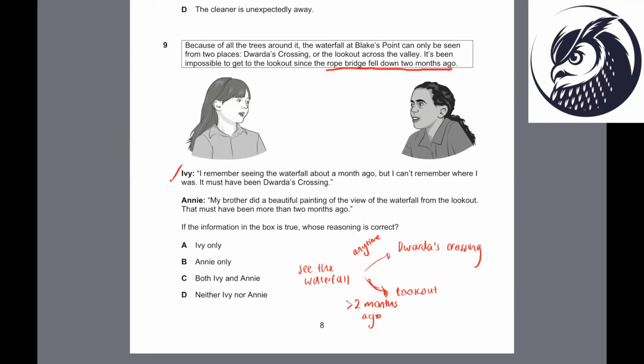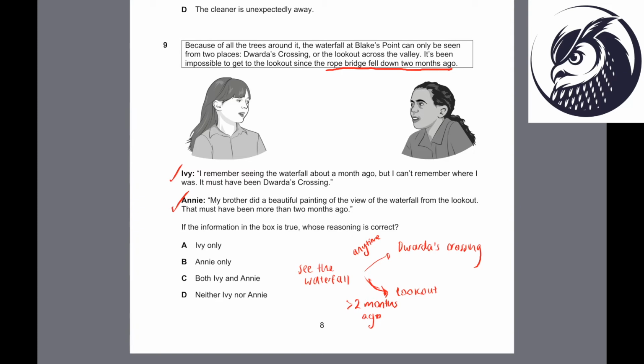Okay, now let's move on to Annie. Annie says, my brother did a beautiful painting of the waterfall from the lookout. That must have been more than 2 months ago. Again, let's assess Annie's statement in our flowchart. So the brother did a painting of it from the lookout, and Annie says it must have been more than 2 months ago, which is satisfying this condition. Remember, we said that in order to see the waterfall from the lookout, you must have gone at least 2 months ago. And Annie is saying that her brother went more than 2 months ago. So therefore, Annie's statement is true as well.